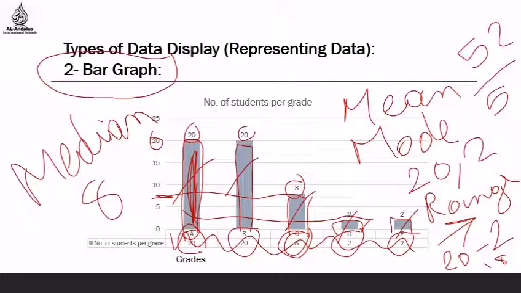So like this, I represented my data in a different way, which is the bar graph, and then I made data analysis through calculating the mean, median, mode, and range.